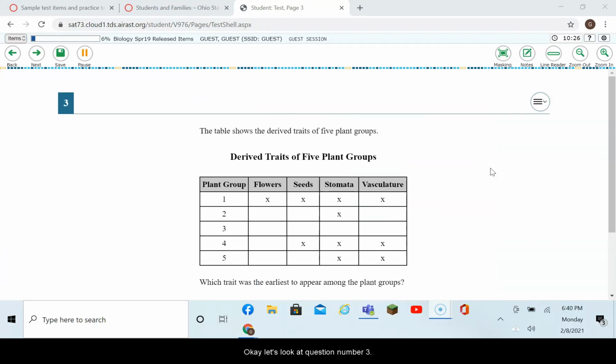Okay, let's look at question number 3. The table shows the derived traits of 5 plant groups. And we have the 5 plant groups over here. And we have the derived traits. We have flowers, seeds, stomata, and vasculature. Now, what's our question? Which trait was the earliest to appear among the plant groups?